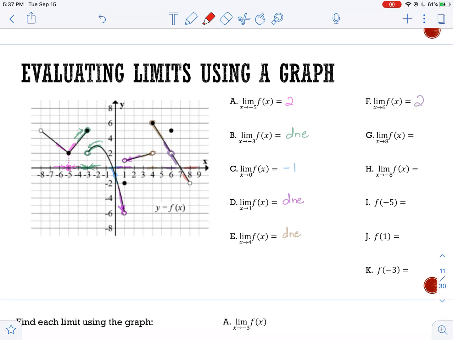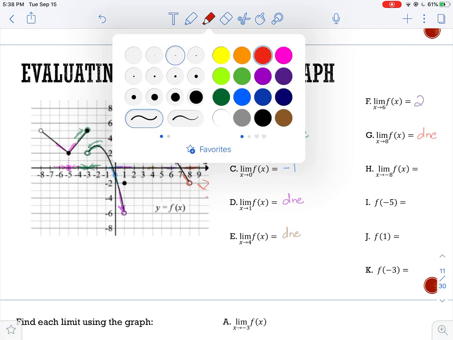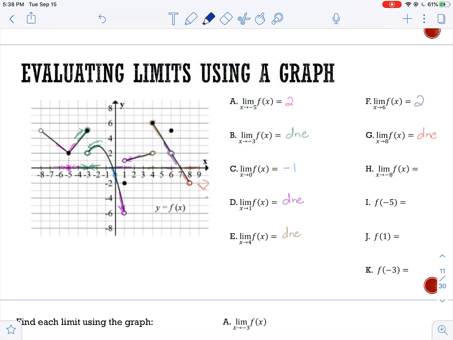What about at 8? At 8, on the left side of 8, it's getting closer and closer to this, but there's no other piece over here. So since it's only approaching the x value of 8 from the left side and not from the right, we say that the limit doesn't exist because it's not approaching from both sides. What about at -8? The same thing, the right-hand side of my graph is getting closer and closer to a height of 5.